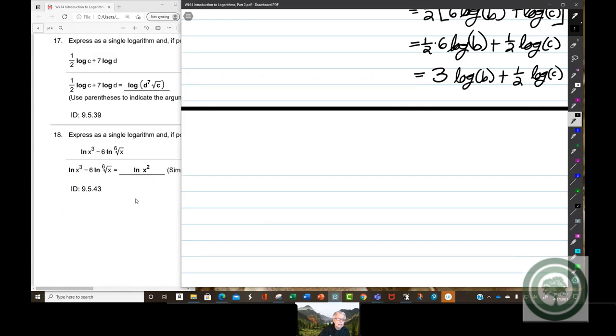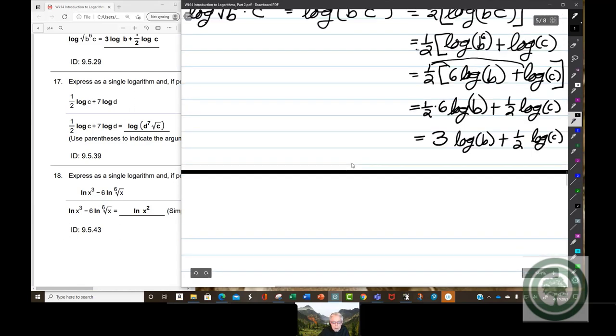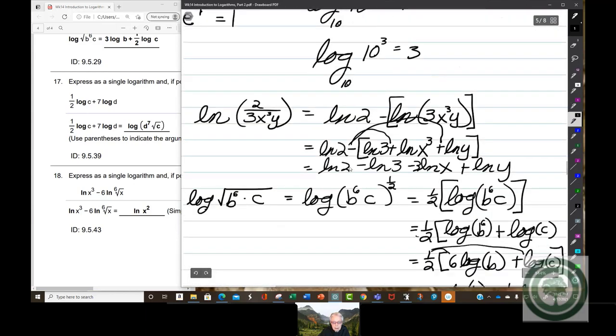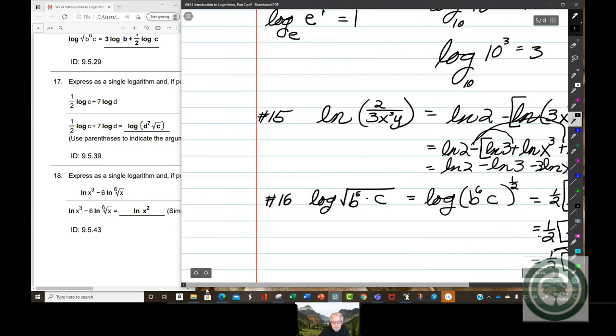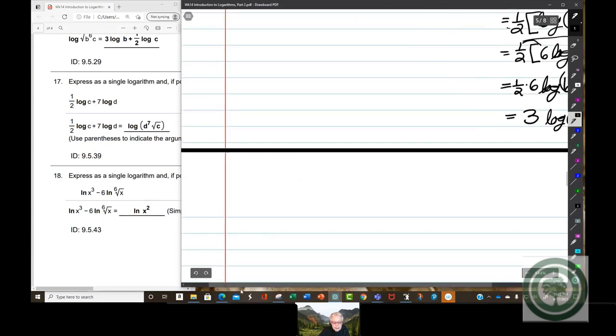Now, tricky buzzards, there are two problems here where we're being given the long version of the problem and we're being asked to squish it together into one logarithm by using the kind of reverse of the way the rules are usually written. Number 17. This was number 16. I don't know if I wrote number 16. I did. Good. Okay. So this is number 17, and then I'll scroll up.